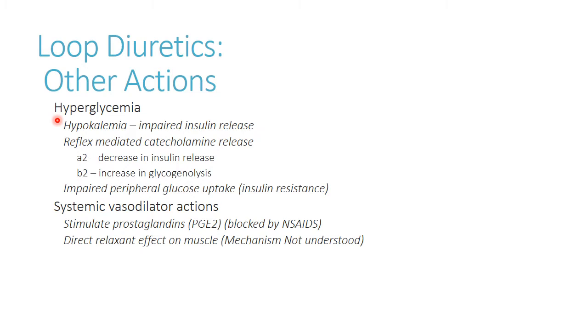So potentially you can see hyperglycemia develop from this. And this is basically due to the fact that, one, hypokalemia can impair insulin release. So less insulin, less of it being shuttled into the cells, hyperglycemia, and then also that reflex catecholamine release. So things like beta-2 activation and alpha-2 activation can also decrease insulin release and increase glycogenolysis in the liver and start to produce more blood sugar. And so again, you can see that reflexive thing.